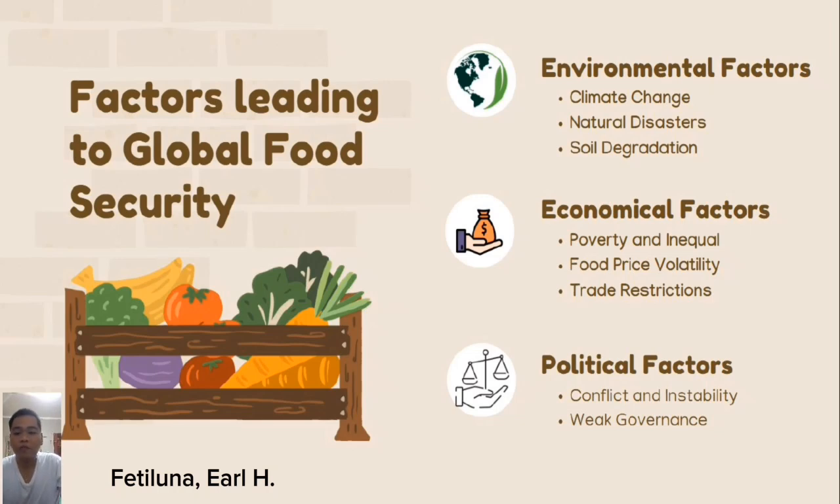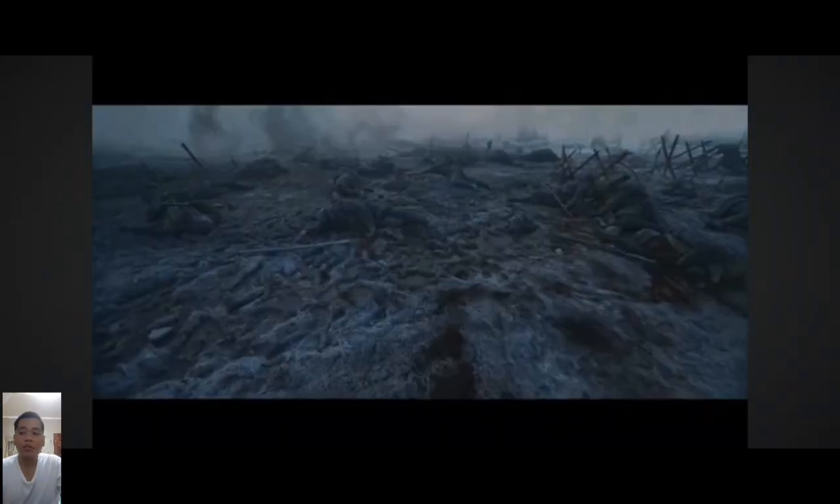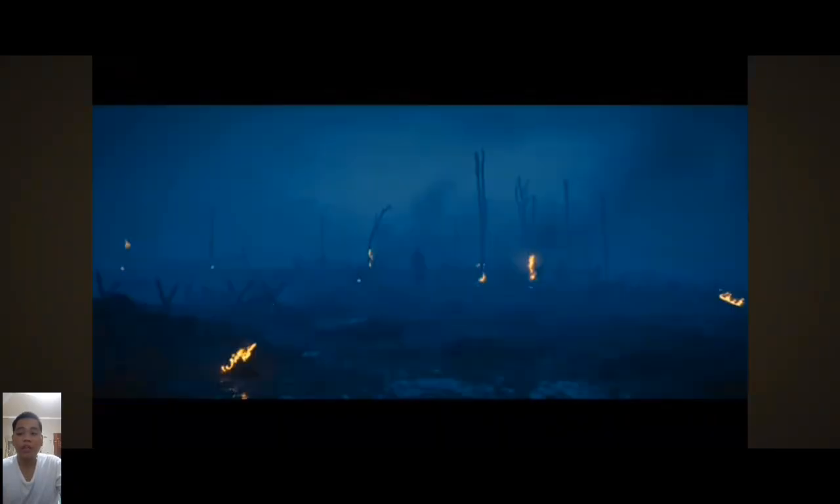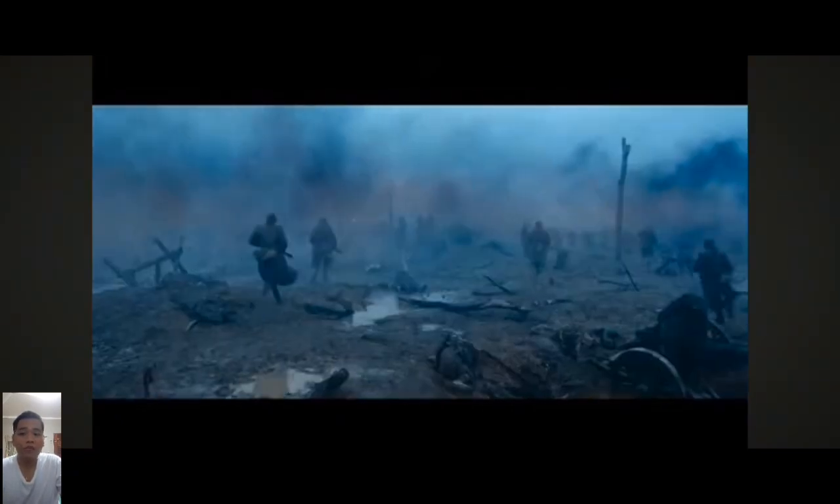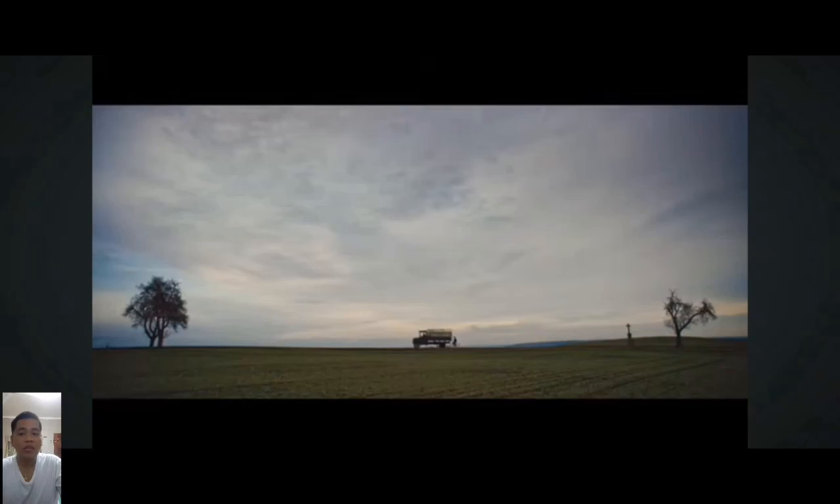The next factor will be the political factors. It plays a crucial role in global food security. Conflict and instability disrupt agricultural production, displace populations, and hinder access to markets, leading to food shortages and increased hunger.